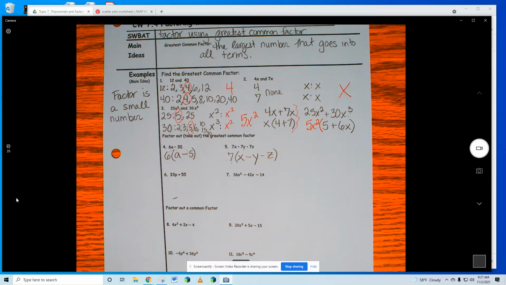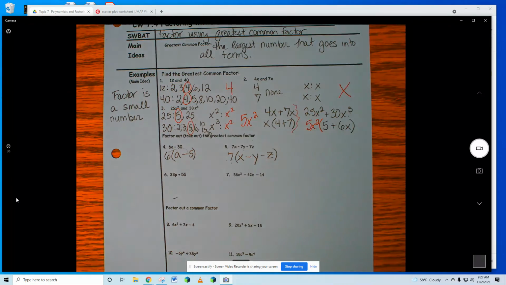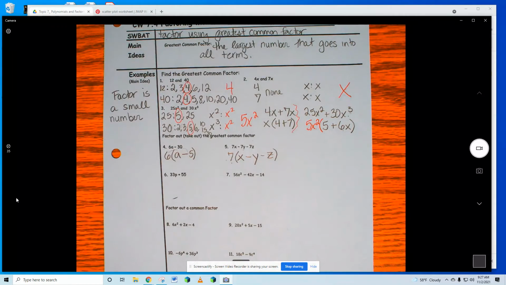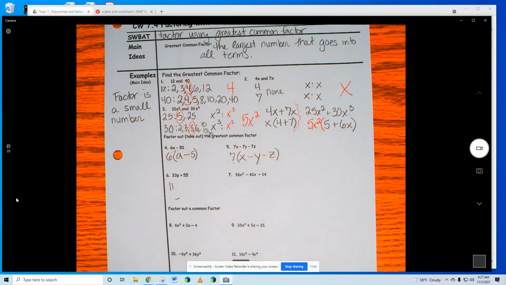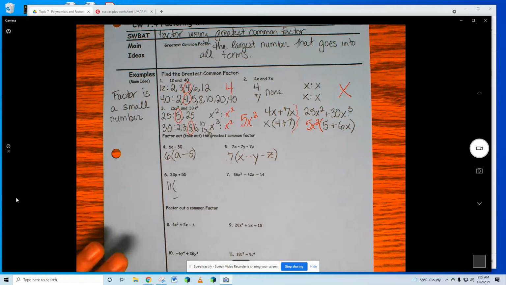Number 6. Totally different. 33p plus 55. So I'm looking at the numbers now. A 33 and a 55. What number goes into both of those? 11. Good. So put 11. Is there a P in both of them? No, so I can't. Okay. Well, let's put in my parentheses where the leftovers go.